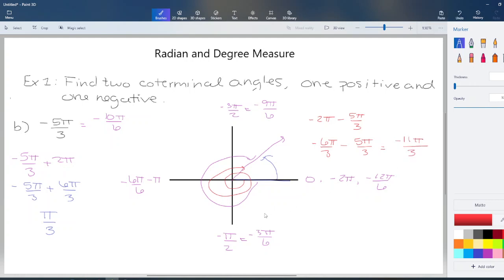Okay, so there's our two coterminal angles, the positive one coming from adding 2 pi and the negative one coming from subtracting 2 pi. Okay.